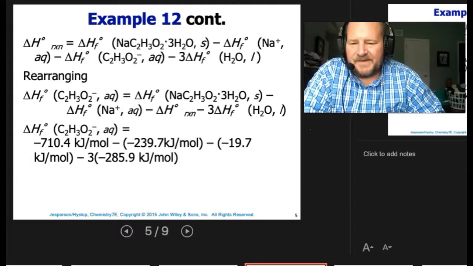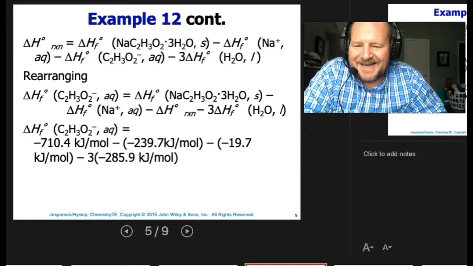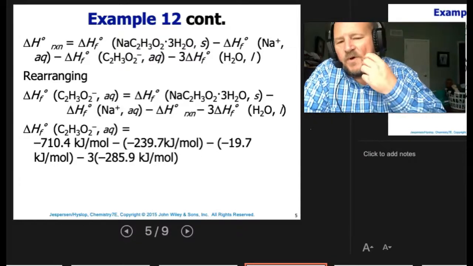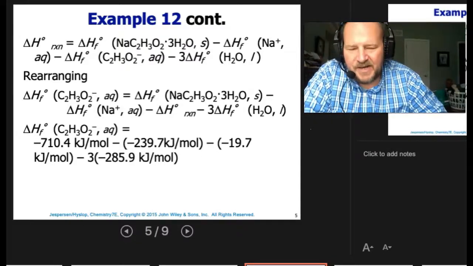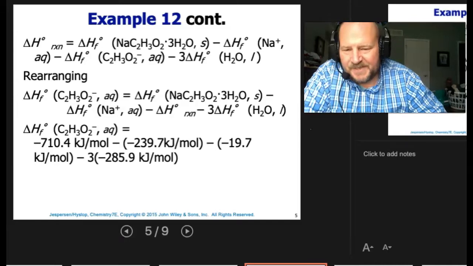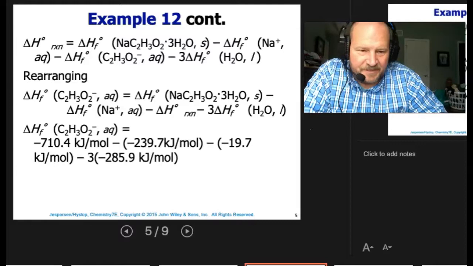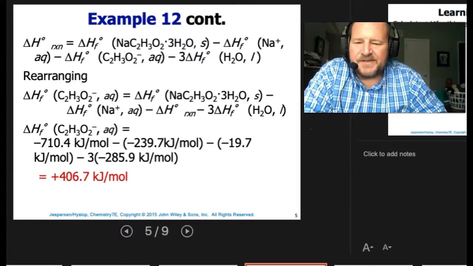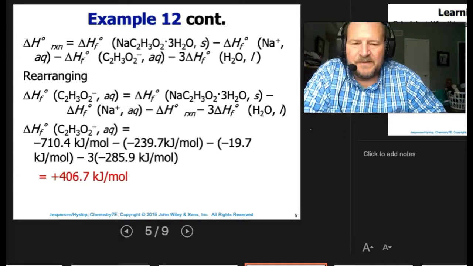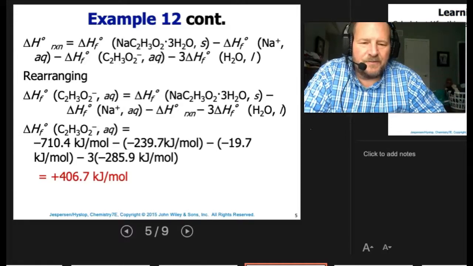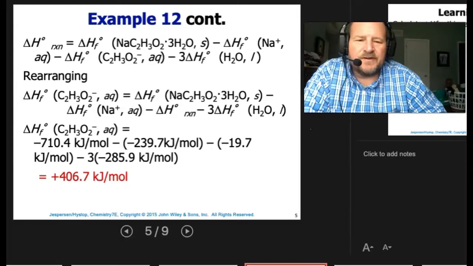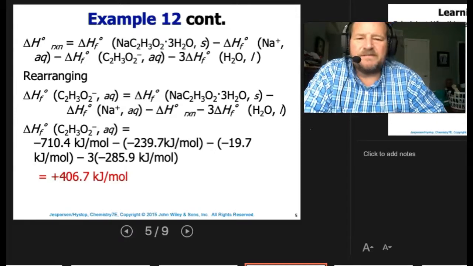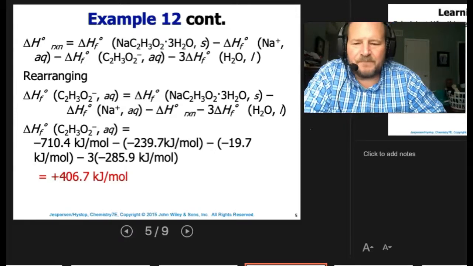So again, we can start plugging values in here. So we have 710.4 kilojoules per mole minus a negative 239 minus a negative 19.7 minus 3 times negative 285.9. That means it would be positive 406.7 kilojoules per mole. So again, if we know the reaction and we know the majority of the components, we can just rearrange to solve for the component we're after.